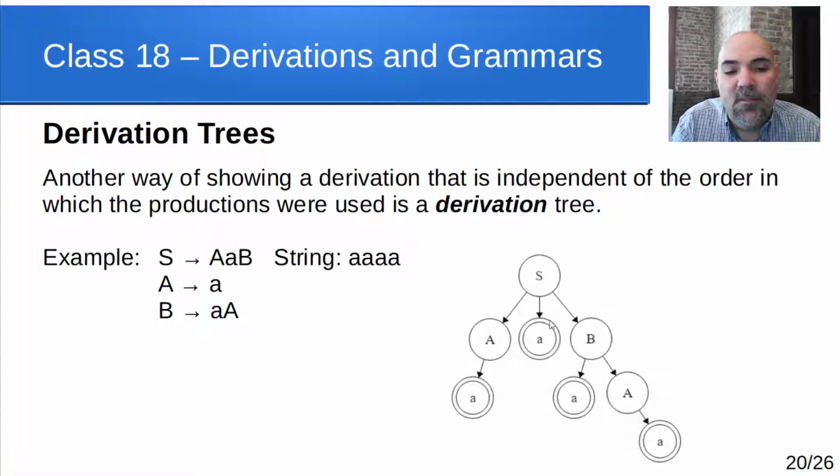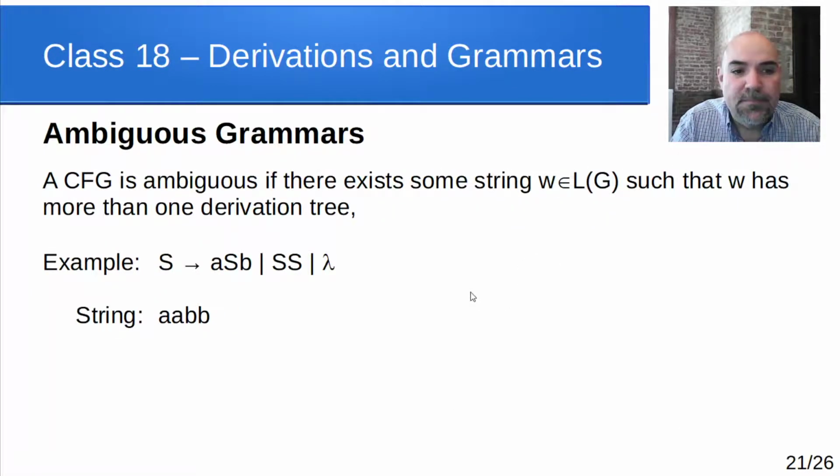And that can be useful because it can tell us whether or not the derivation is actually different or really the same. And so, for example, that brings us to this concept of what's called ambiguity in a grammar, or ambiguous grammars. A context-free grammar is ambiguous if there exists some string W such that W has more than one derivation tree. And S produces ASB or SS or lambda in this case. This is a really simple grammar. It's only got 3 productions in it.